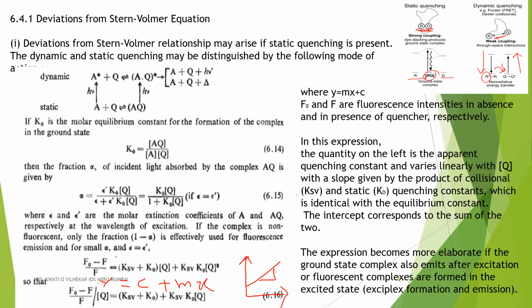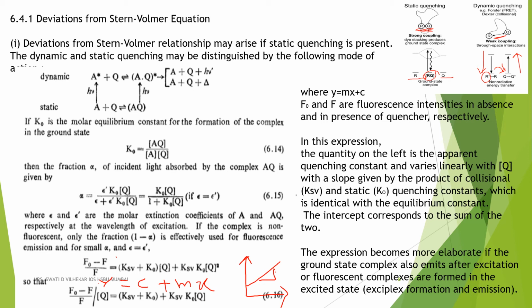The expression becomes more elaborate if the ground state complex also emits after excitation, or if the fluorescent complex is formed in the excited state. Now this is about static quenching, where we have seen A plus Q forming the complex AQ. The complex AQ is absorbing the radiation and getting to the excited state, and it has two possibilities: it may emit the radiation or it may not emit the radiation.